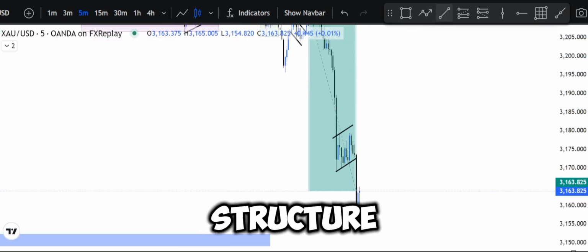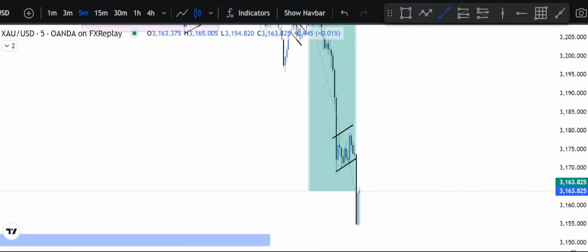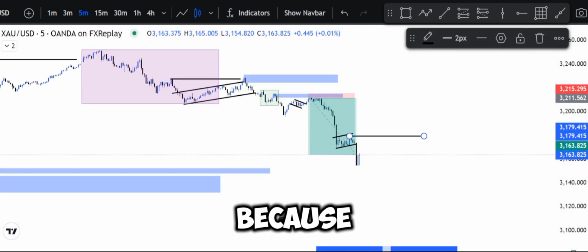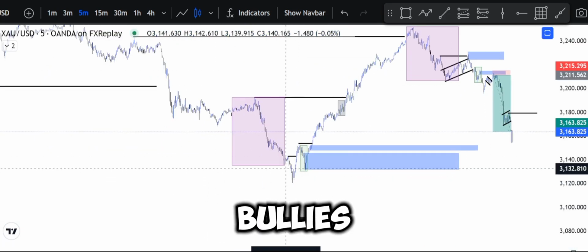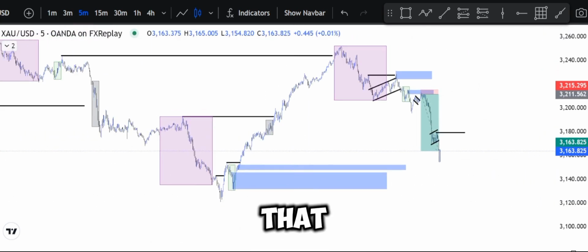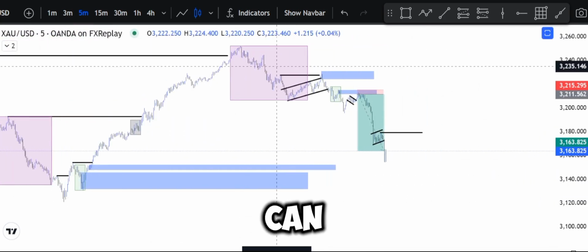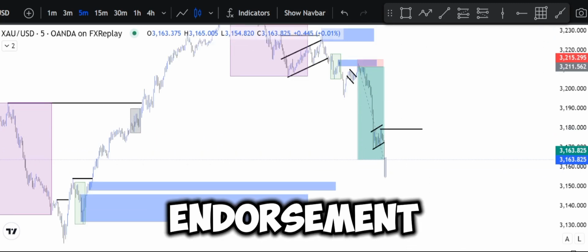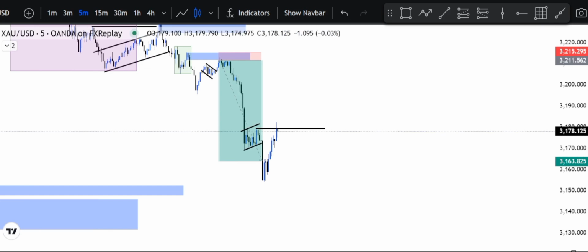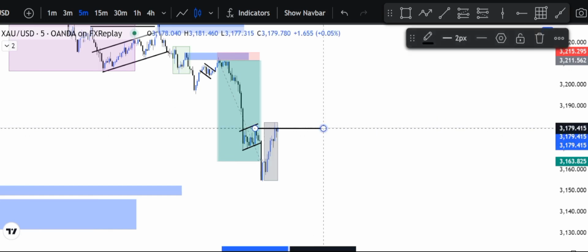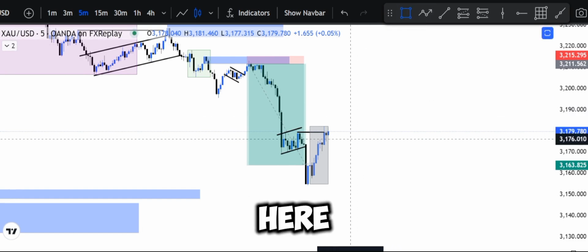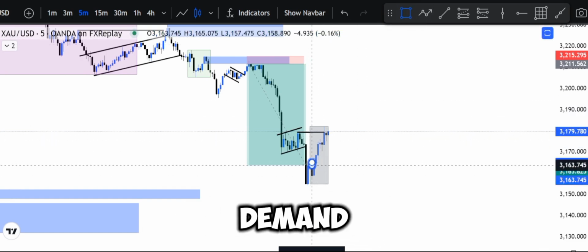Now we are waiting for break of structure, because we are still bullish. And we are trading away from this major inducement. Keep that in mind. You can trade into inducement and trade away from the inducement. Here is our break of structure. This is our demand.